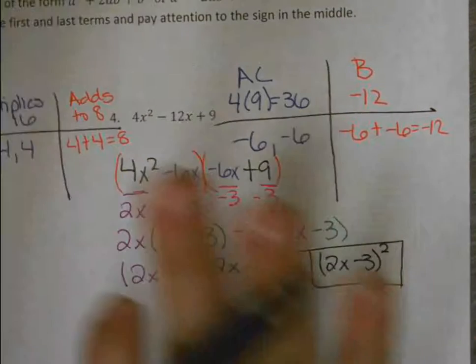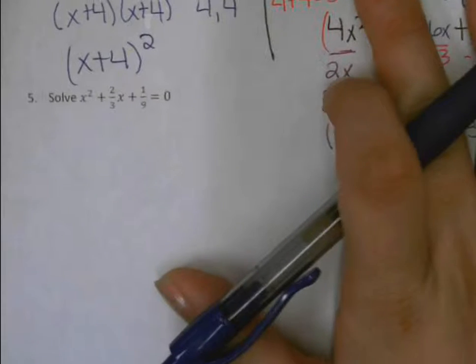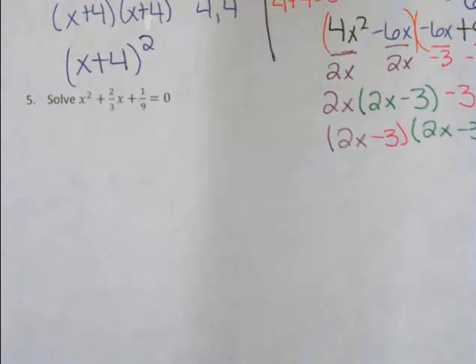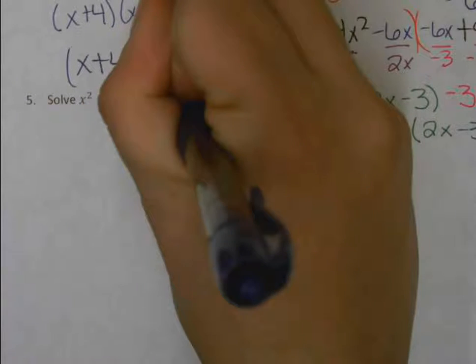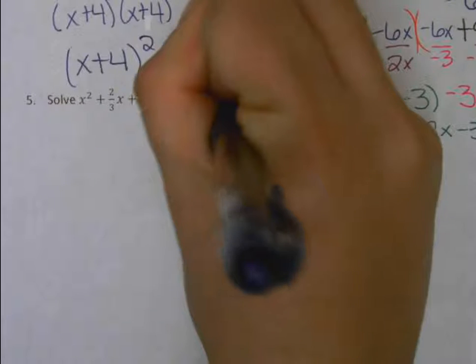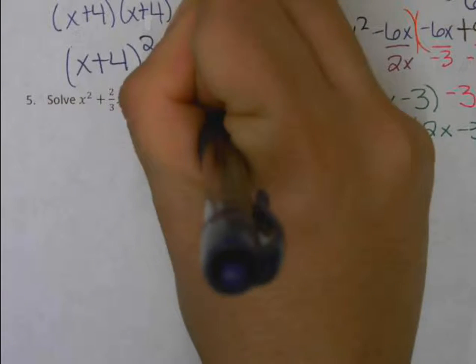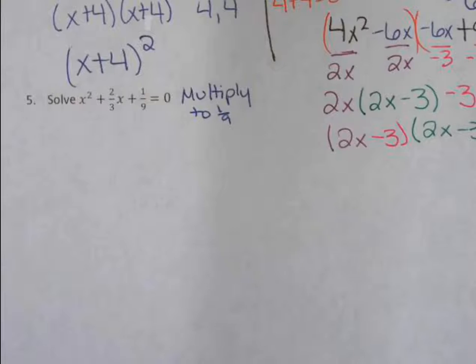Okay, moving on to number 5. How is it different besides the fact that it has fractions? It equals 0. So what I'm going to do is I'm going to factor it like normal. And then I'm going to set my factors equal to 0, kind of like we did last week. So I'm looking for numbers that multiply to 1/9 and add to 2/3.